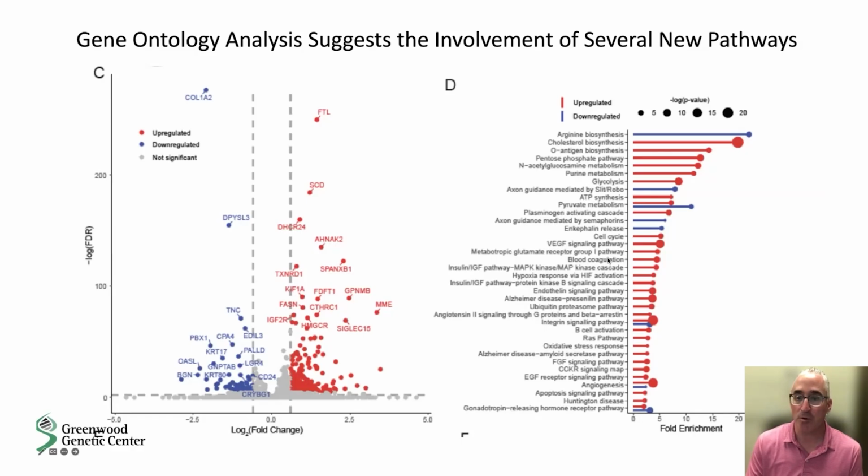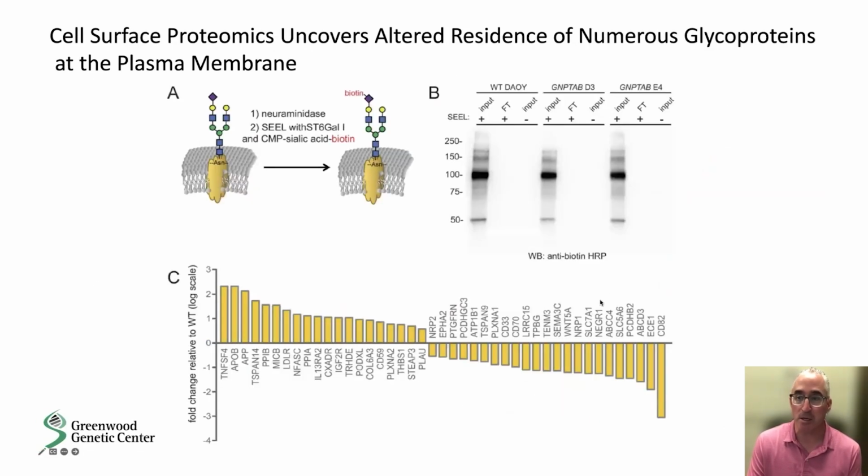And then if you look further down, a number of other interesting pathways that are affected. I'll highlight here Alzheimer's presenilin, further down Alzheimer's amyloid secretase pathway, Huntington's disease. We were seeing a lot of pathways that are relevant to neurodegeneration. And I'm going to build on that a little more in the subsequent slides. So that was all RNA sequencing. That's looking for changes in gene expression.